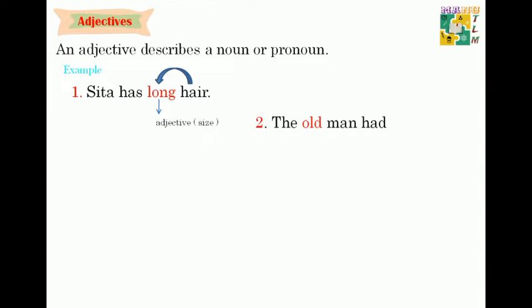The second one: the old man had two dogs. In this, man is also a noun. It describes old. Dogs is also a noun. It describes how many dogs? Two. So those are adjectives.